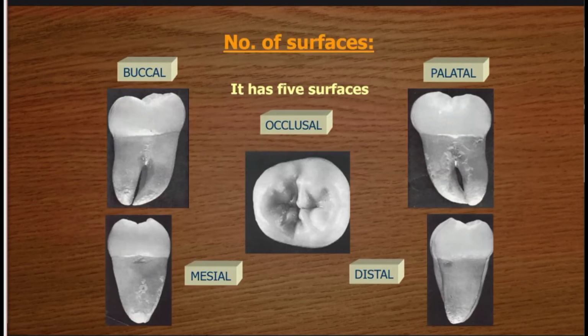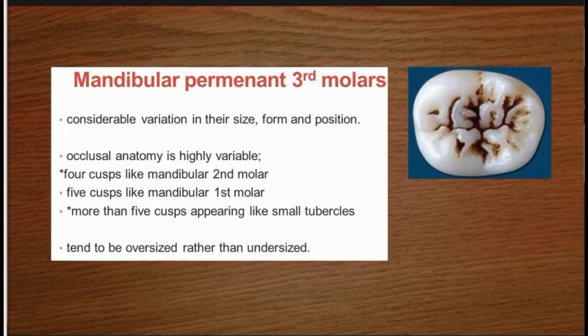Mandibular permanent third molars feature considerable variation in their size, form, and position. There is variation, of course. Occlusal anatomy is highly variable. 4 cusps like mandibular second molar, or 5 cusps like mandibular first molar, more than 5 cusps appearing like small tubercles. So 3 varieties are available. Most of the time they try to be like their neighbor, meaning 4 cusps like the mandibular second molar. This is the normal variation, usually.